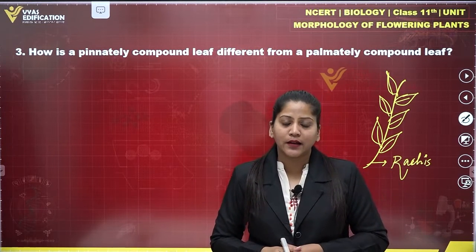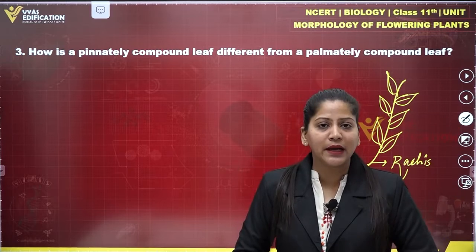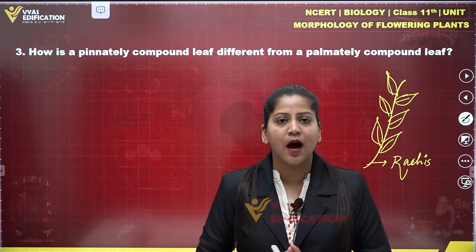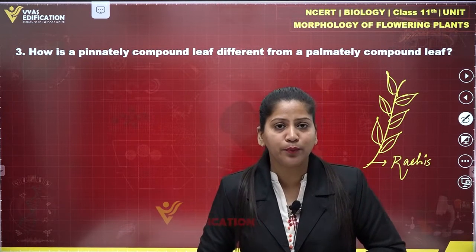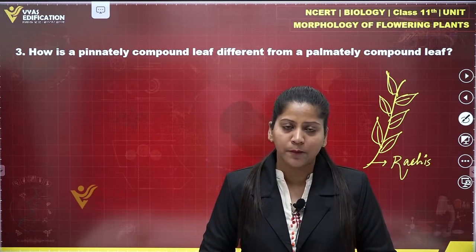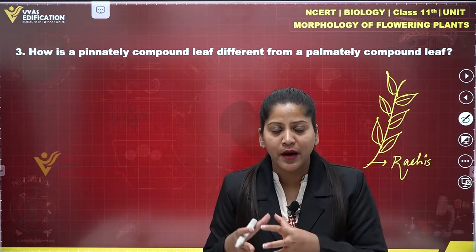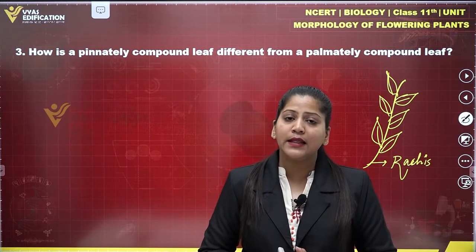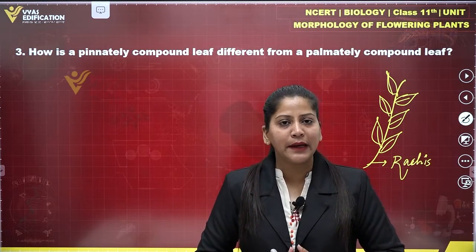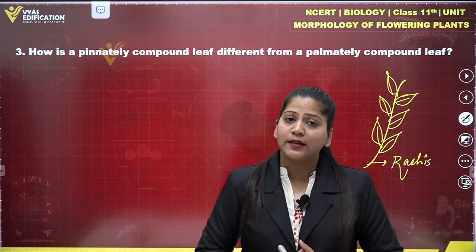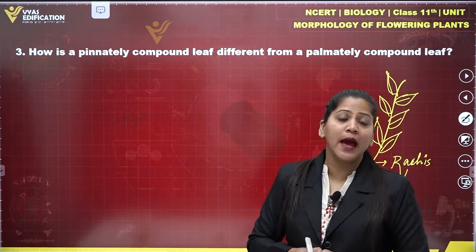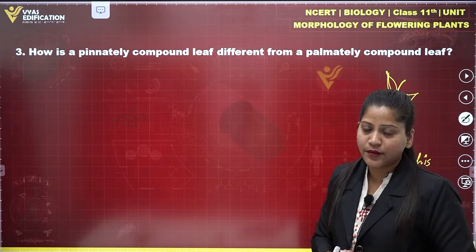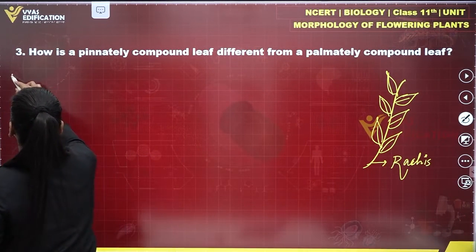Now let's talk about another type of leaf, that is palmately compound leaf. In this type of leaves, all the leaflets are attached at a common point on the stalk. When leaflets are attached at a common point on the stalk, these kinds of leaves are known as palmately compound leaves. For example, we have cannabis. The cannabis plant has palmately compound leaves. Let's write the answer.